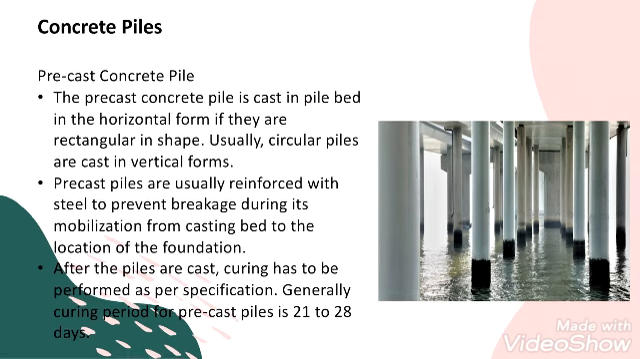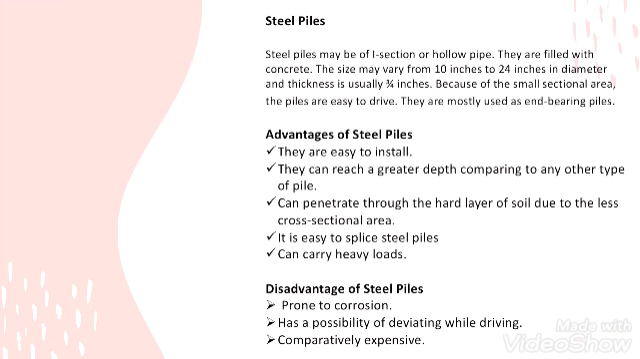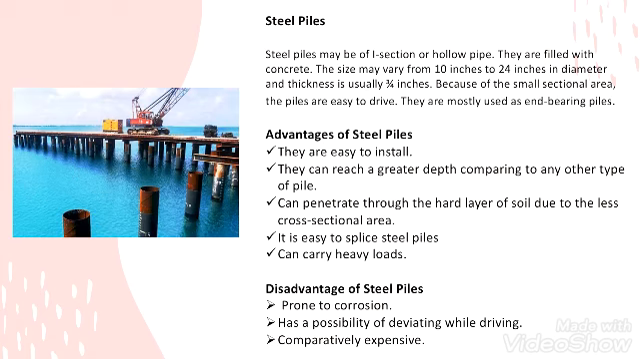Steel piles. Steel piles may be of I-section or hollow pipe. They are filled with concrete. The size may vary from 10 inch to 24 inch in diameter, and thickness is usually 3/4 inch. Because of the small sectional area, the piles are easy to drive. They are mostly used as end-bearing piles.